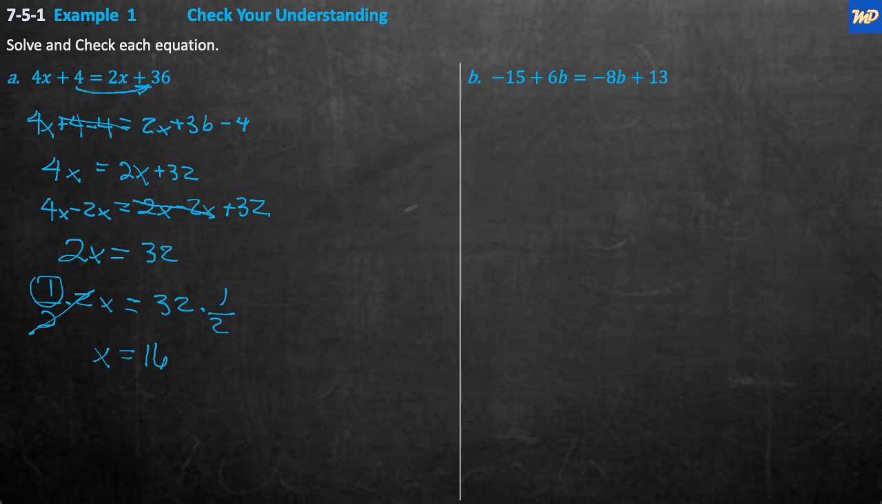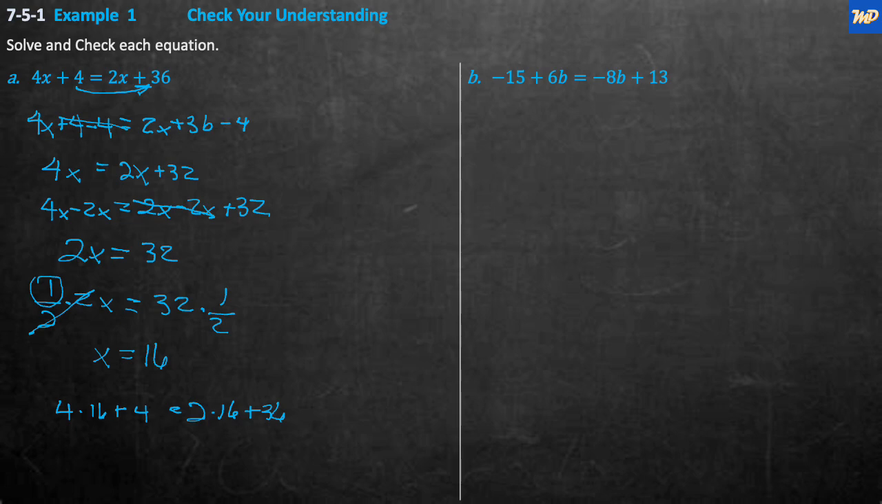So if we put it back in, what do we get for a solution? If we say 4 times 16 plus 4 equals 2 times 16 plus 36. Well, let's see what this comes out to.